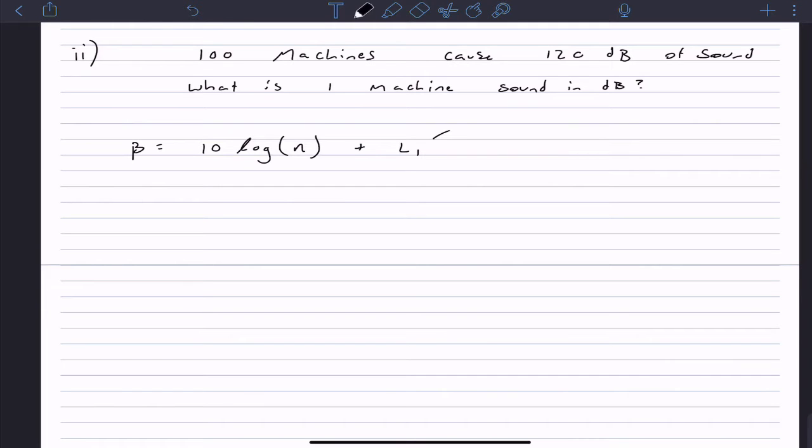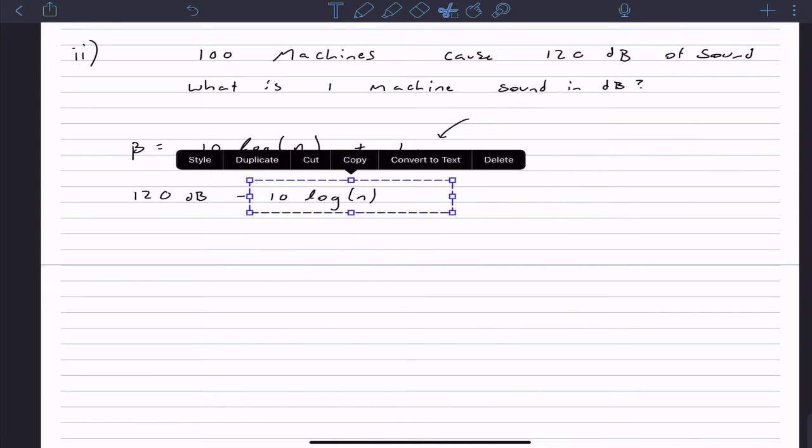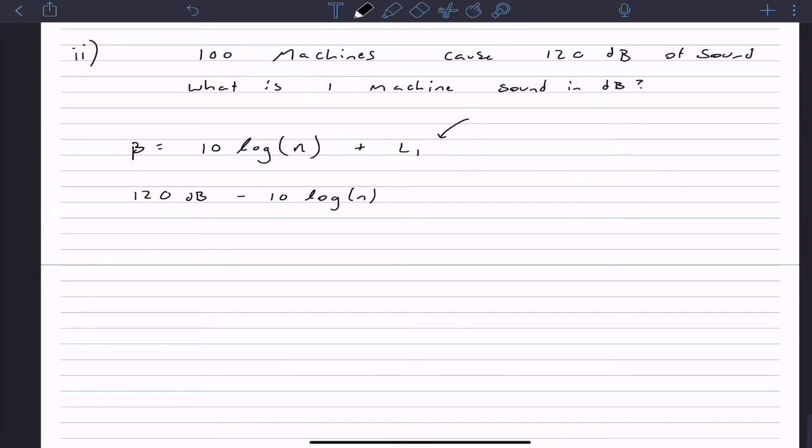Right? So really what we want is this. We want to know what is the output of 1. So the easiest way to do this is to say, well, we have 100 decibels, 10 log, and 120 decibels, 10 log n. But over here we take minus L1. No, we don't. We take minus what I just moved. I don't know why I moved that. This is equal to L1. Excuse me.